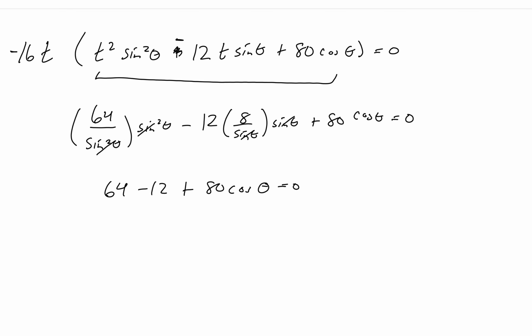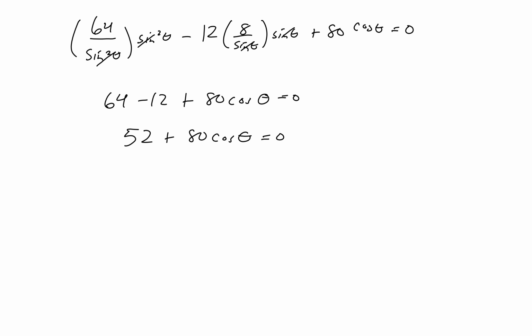So I get 52 plus 80 cosine theta is equal to 0. So cosine of theta equals 80 over 52, which is definitely not correct. Sorry, 80 over 52 can't possibly be it, because it would be bigger than 1. So this is 52 over 80. And so then you just solve this for arc cosine of 52 over 80, and you can use your calculator to figure out an approximate value for that angle.